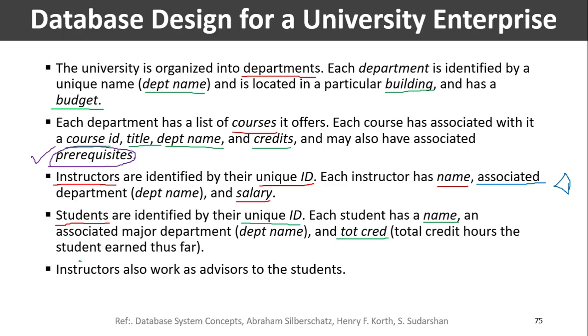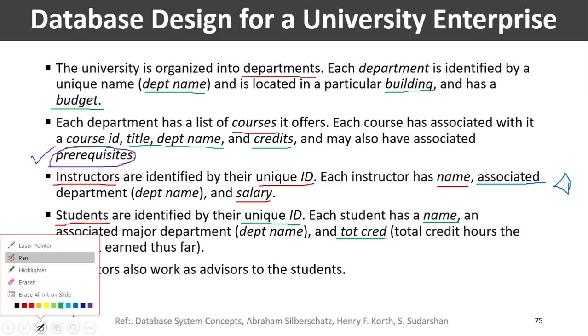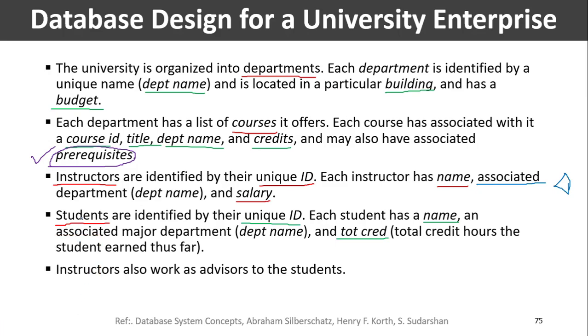Okay, but it has also been mentioned that students are associated with major department. So once again we need to think in the similar way. Student and department we have already depicted as entity sets. So student and department are associated, and this association between student and department also needs to be shown as a relationship.